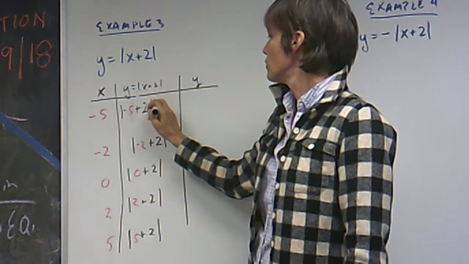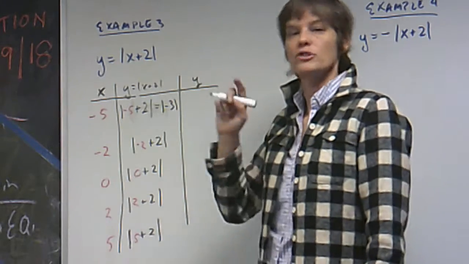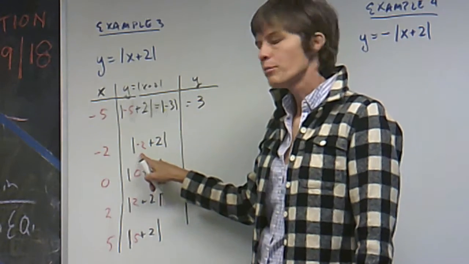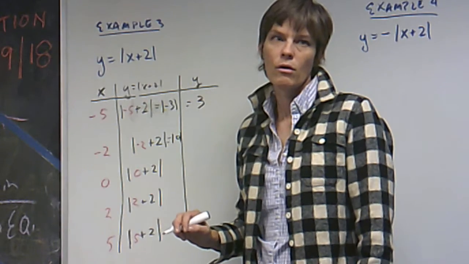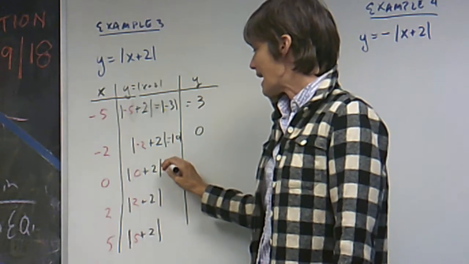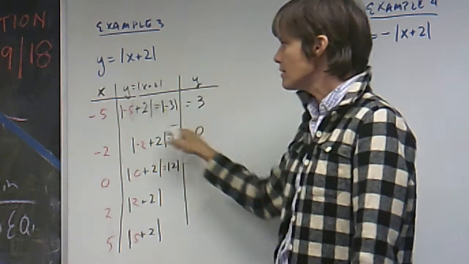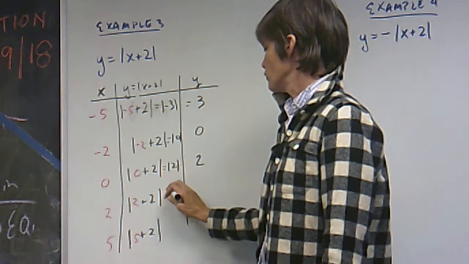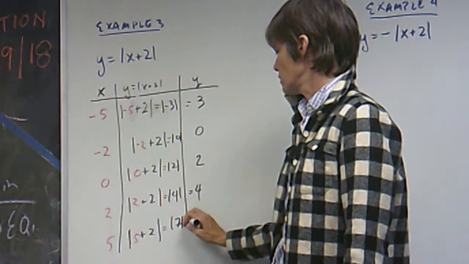-5 plus 2 is absolute value -3. Which absolute value of -3 is 3. -2 plus 2 is absolute value of 0, which is 0. 0 plus 2 is absolute value 2. Don't forget the absolute value comes after that addition. That's why these numbers are changing a lot more than the other one we did, which is 2. Absolute value of 2 plus 2 is 4, which is 4. Absolute value of 7, which is 7.